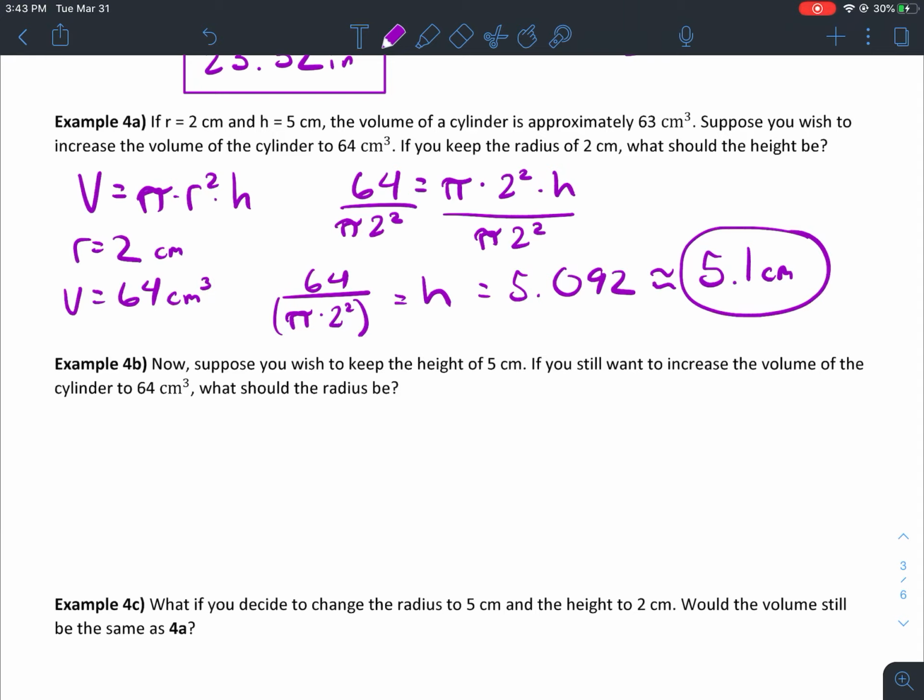So before we were solving for the height, now we're going to solve for the radius. Again, we're going to start with our formula. Volume equals pi times radius squared times height. And the information they gave us was that our height was 5. And again, we want our volume to be equal to 64 centimeters cubed. So we plug that in.